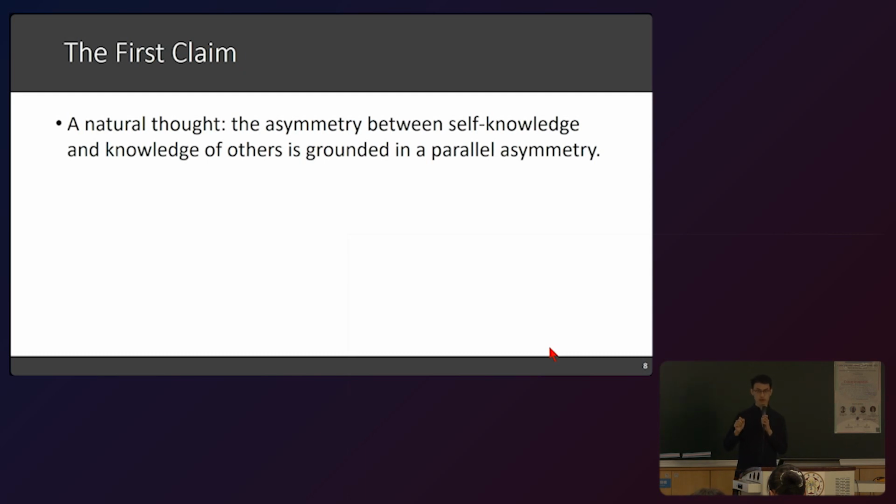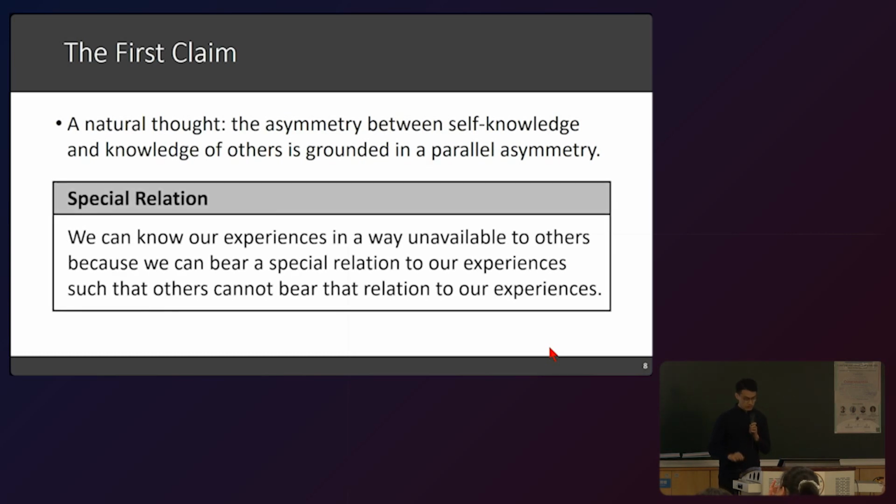The natural thought is that the asymmetry between self-knowledge and knowledge of others is grounded in a parallel asymmetry. On this view, we can know our experiences in a way unavailable to others because we can bear a special relation, whatever that is, to our experiences, such that others cannot bear that relation to our experiences. This is the first claim, and let's call it special relation.